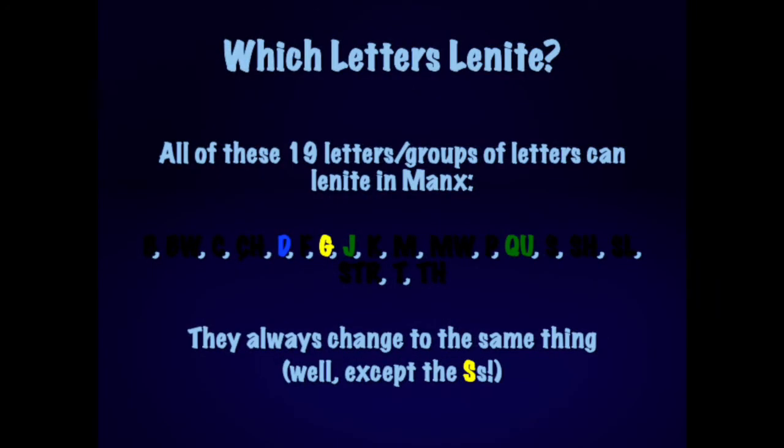So we're nearly done. Just 4 left. And we've left these to last for different reasons, but let's have a quick look at QU. It's not too difficult, this one. It just changes to WH. So we can take a word like queel, which means wheel in English, and when we lenite it, it gives us wheel, to sound exactly like it does in English.